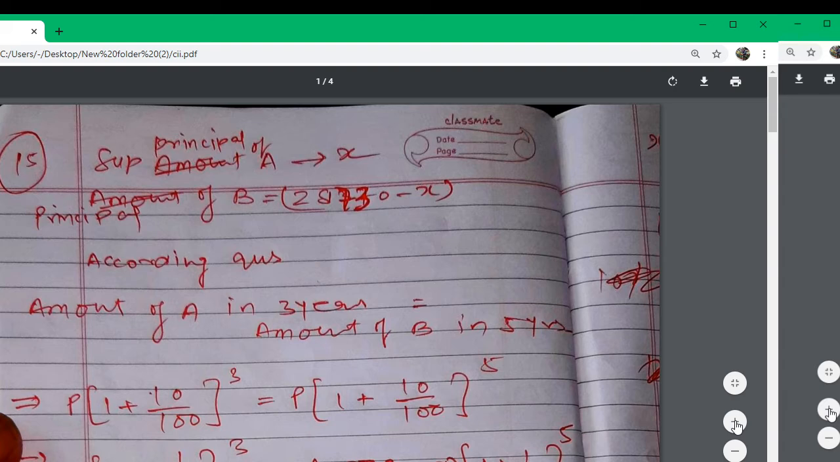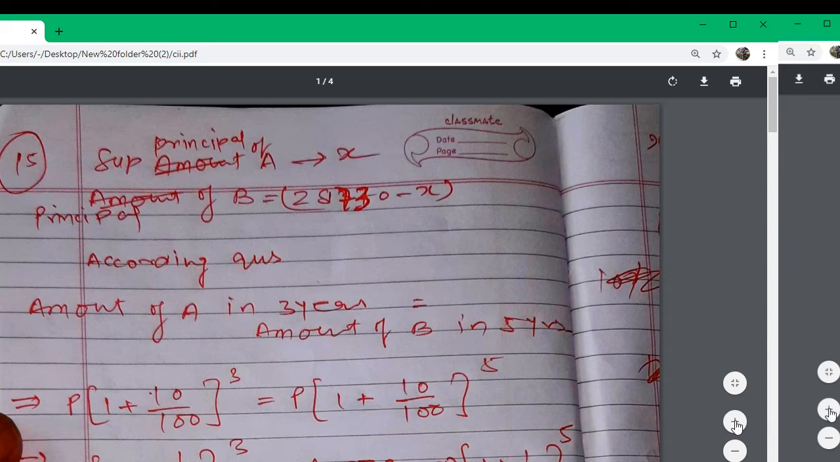So how will you find these 7 rupees? From the total rupees I had, 10, you subtract what I gave to A. So how much B gets is found automatically. In exactly the same way, I supposed A gets X rupees. So how much will B get? From the total rupees, subtract what A got, X, and you will get how many rupees B will get. So if the principal of A was X, then the principal of B will be 28,730 minus X.